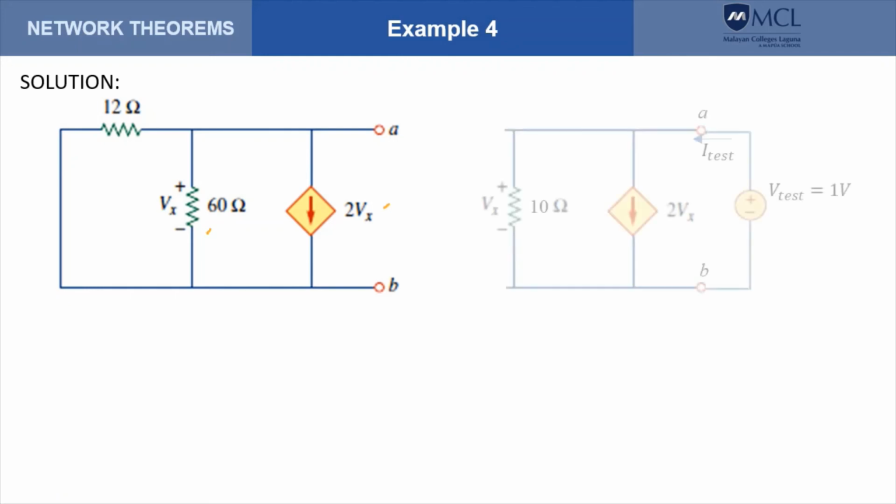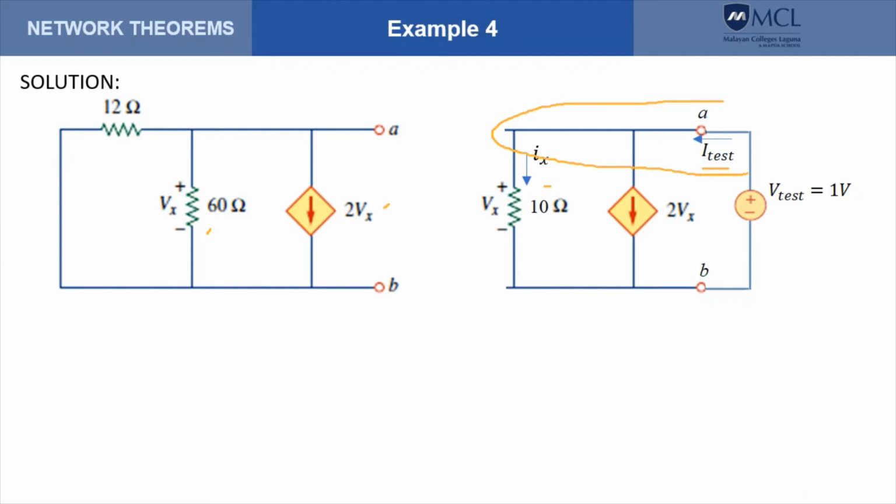So what we need to do is apply an external source, a test source. So let's say we apply a voltage source equal to 1 volt, attach that to our circuit, and then determine this resulting current. Let me specify the current through the 10 ohms as I sub x. Now I will use KCL on this node. So current entering minus current leaving equals 0. So that will give me this equation here.